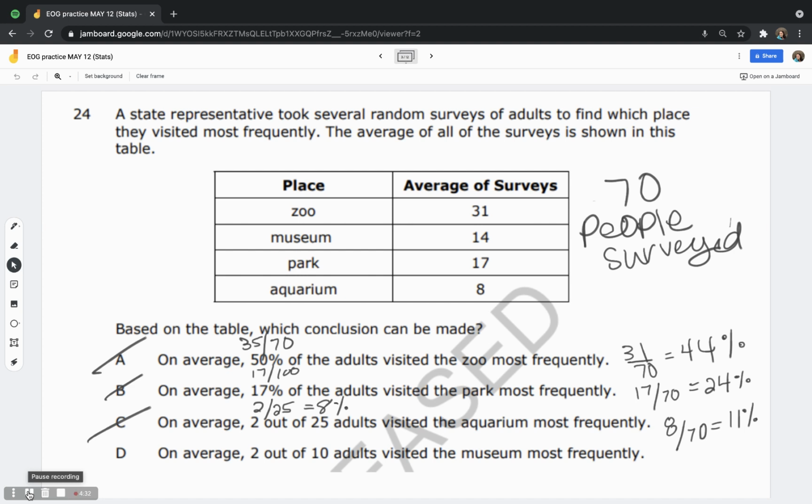And D, on average, 2 out of 10 adults visit the museum most frequently. So 2 out of 10 would be equal to 20%. And then we want to know if 14 out of 70 is equal to 20%. So 14 divided by 70 on the calculator is going to give me 20%. So D is the correct answer.